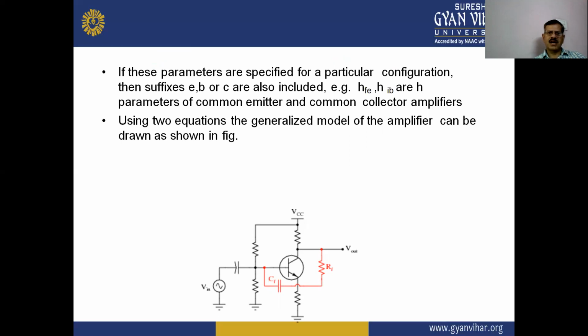If these parameters are specified for a particular configuration, then suffix e, b or c are also included. For example, hfe and hfc are h parameters of common emitter and common collector amplifiers. Using the two equations, the generalized model of the amplifier can be drawn as shown in this figure. So in this figure, this is the generalized model of an amplifier.